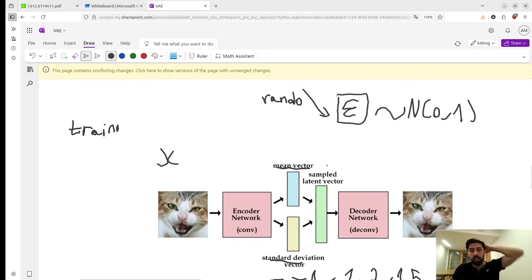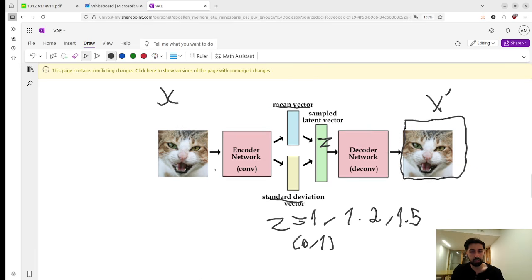Okay? And then we have our z vector in lower dimension. We input it to the decoder network, and the decoder network is also fixed, so it's not a random network. For a fixed input, it outputs the same, and the goal is to make this output image x prime as close as possible to x. All right?